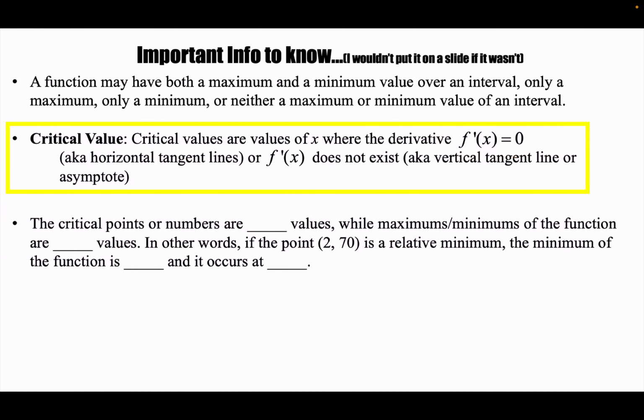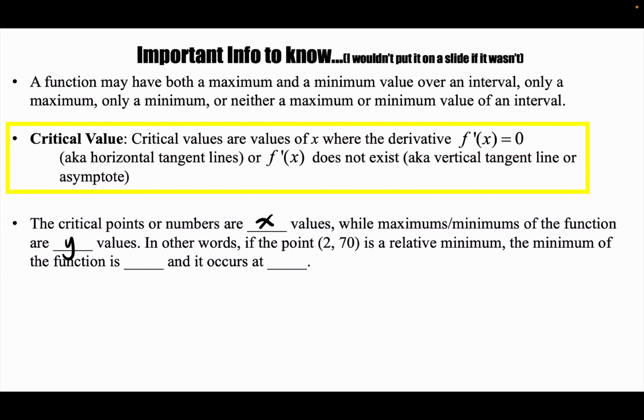So if I ask you for the critical value, you're going to figure out where the derivative is equal to 0, and if possible, where the derivative does not exist. Okay? So the critical numbers or critical points are always x values. While maximums and minimums of the function are always y values. So if we're talking about a maximum or minimum, we're going to use the y. If we're talking about critical values, critical points, or critical numbers, those are x's.